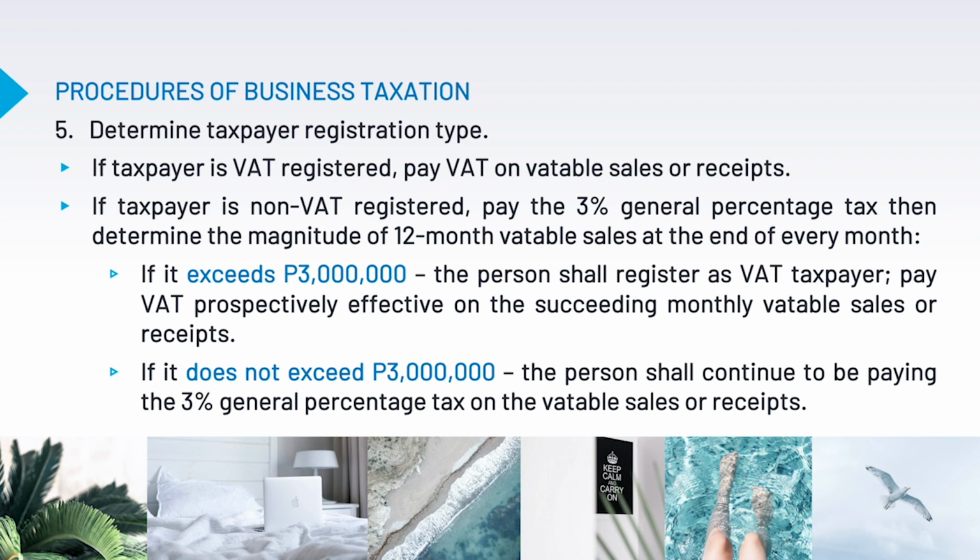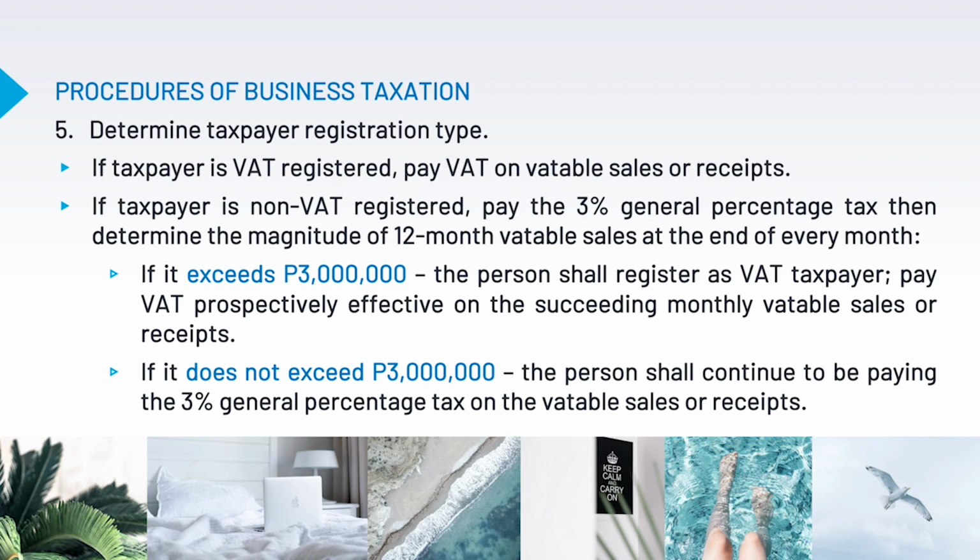So, what we need to remember is the 3 million benchmark. If it exceeds 3 million, then you register for VAT with the BIR. If it falls within 3 million, then it is only 3% percentage tax. Okay? So that's it. Number 5, determine taxpayer registration type.